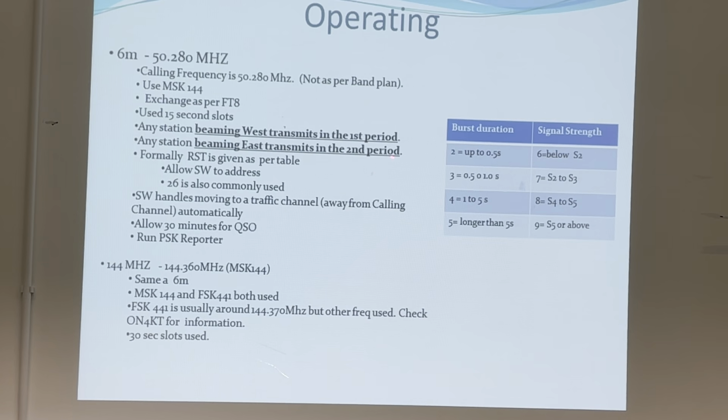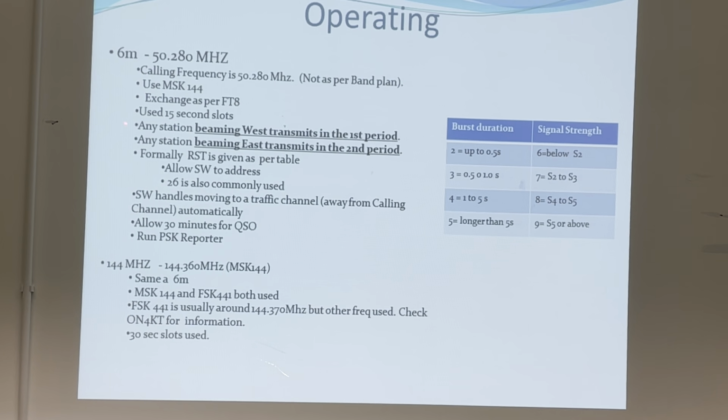These next two are what is supposed to be how you operate, exactly the same as you would on FT8. If you're beaming west, through west, south through west to north, you should be using the first period. If you're beaming south through east to north, you should be on the second period. I'm not sure how many people obey that anymore. I think most people don't.